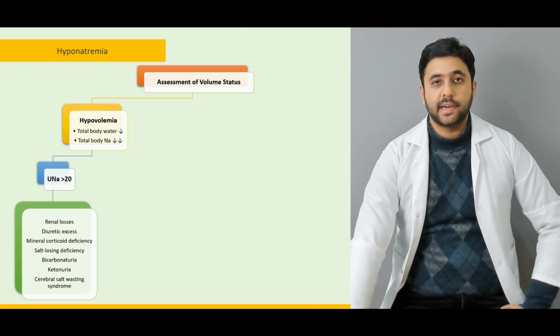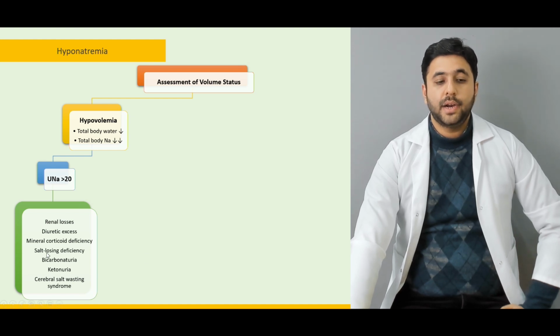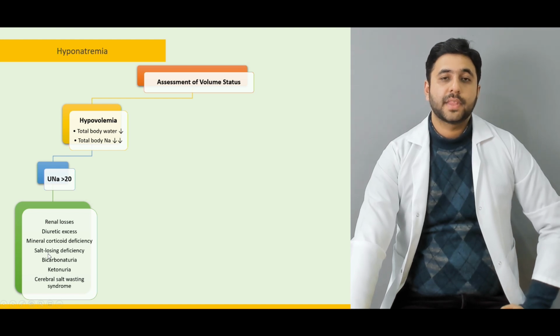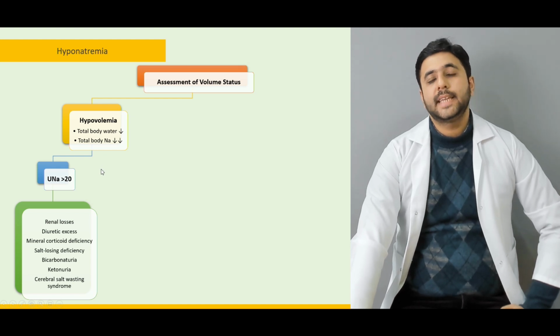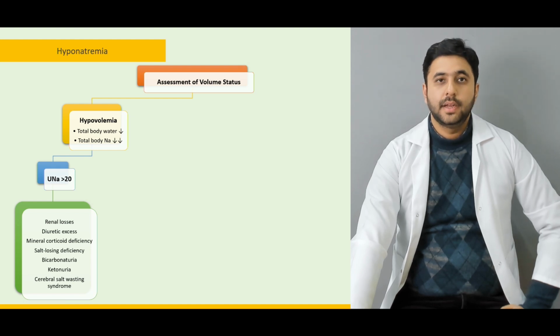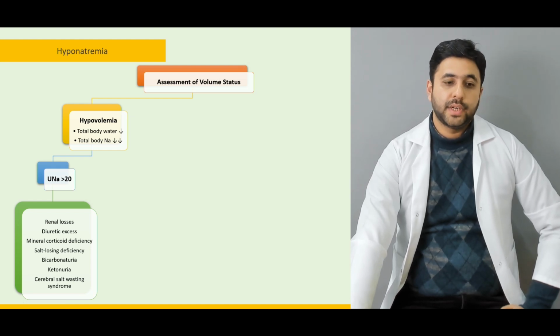These are the most important in this context to understand. Mineralocorticoid deficiency, like primary aldosterone deficiency, primary hypoaldosteronism, leads to hypovolemic hyponatremia. This is very important to understand. In the absence of aldosterone, the sodium will be lost in the urine. So the urinary sodium concentration will be high.